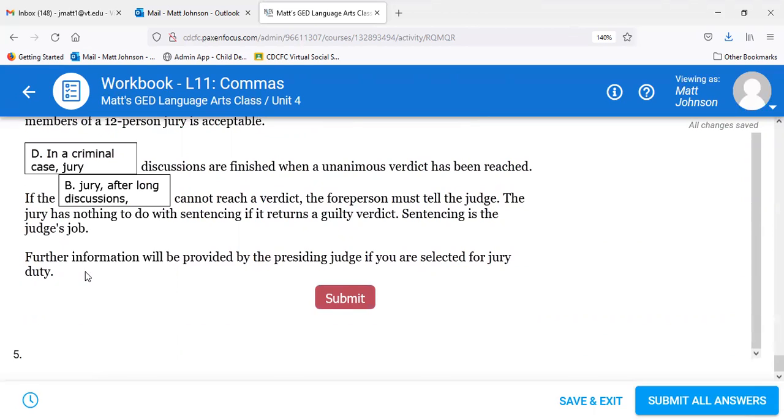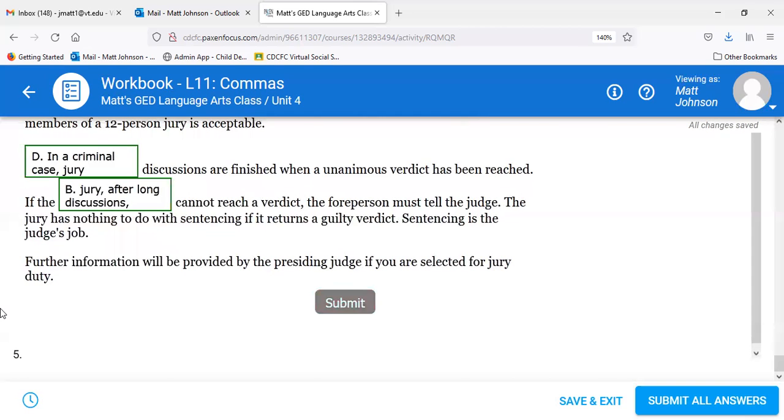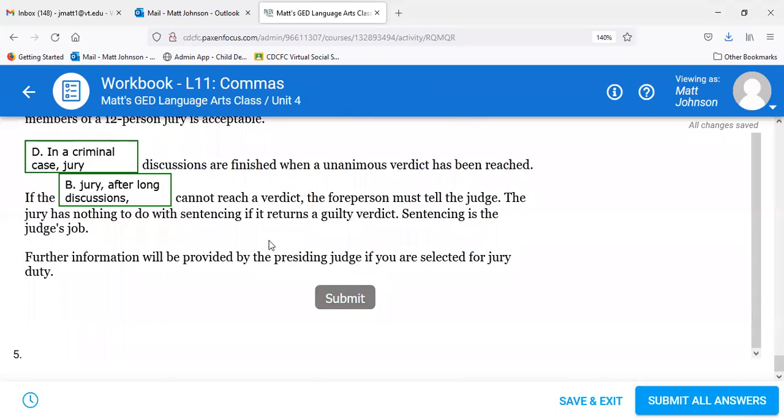That just adds more detail. So first off, you have an introductory phrase, and then you have an interruptive phrase. So if the jury cannot reach a verdict, right? That makes a complete sentence. You don't need after long discussions. After long discussions gives you more information. You set that off with a comma and you're all set. And let's see here. That's the end of lesson 11.